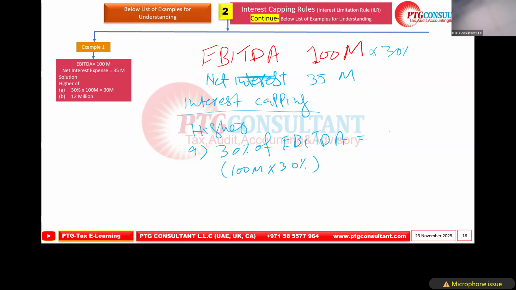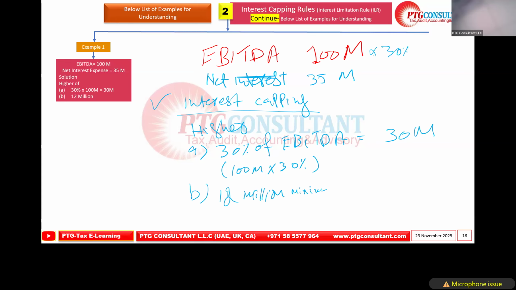If we take 30% of the EBITDA, it is 30 million. Now the second, what is the second? The rule is higher of 30% of the EBITDA or 12 million. What is the 12 million? As per law, the minimum safe harbor. Law is saying a minimum this much is allowed, but if you want to take the higher, then this is the rule, this is the test you have to apply.